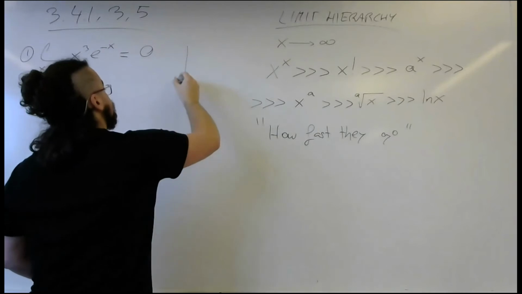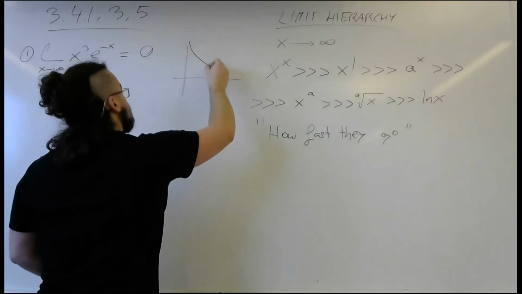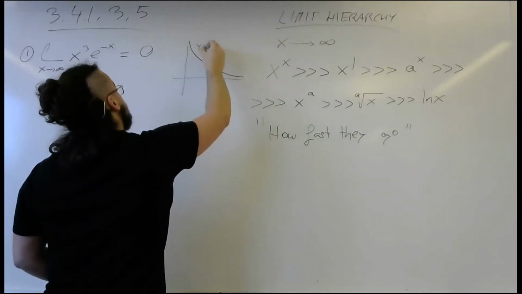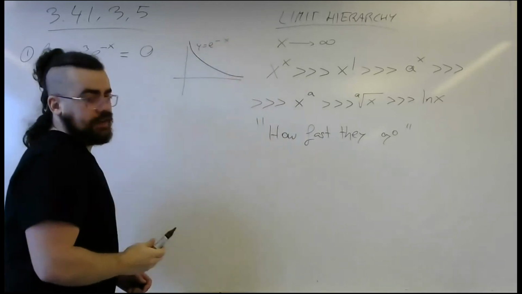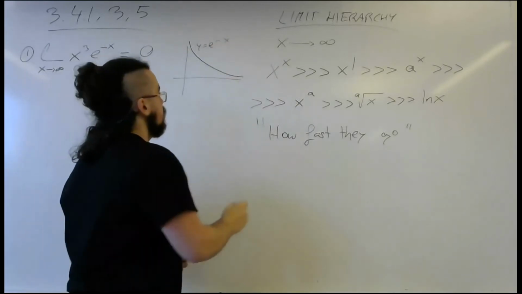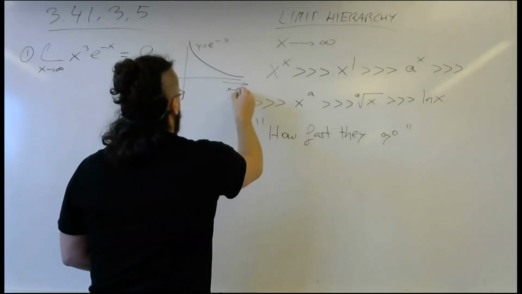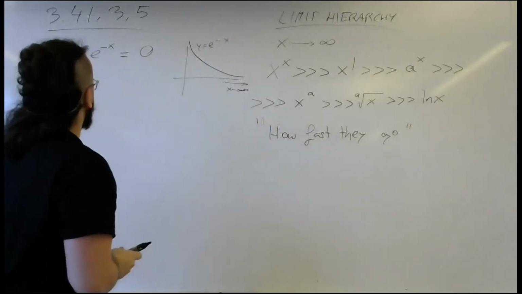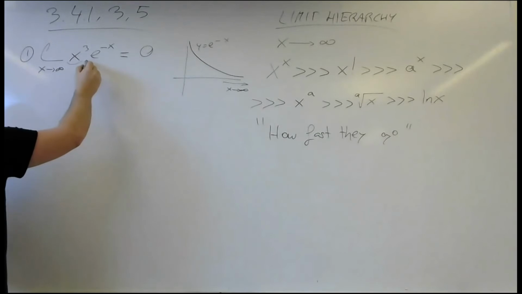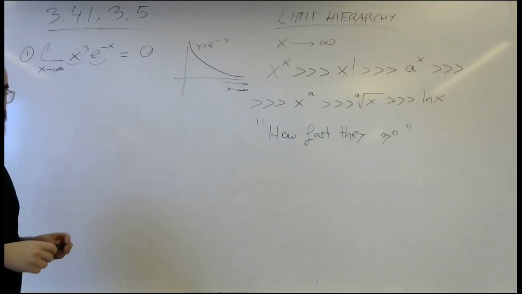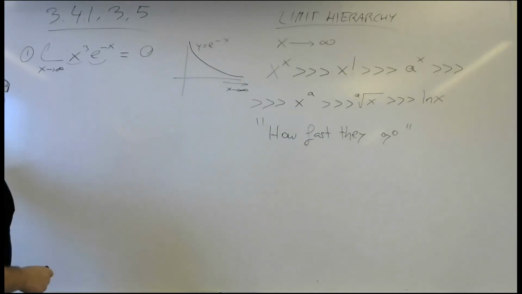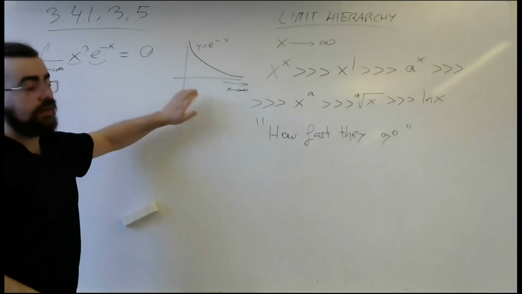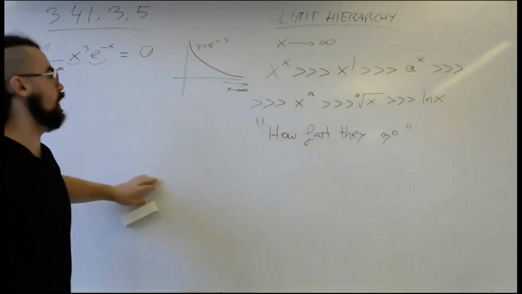If you look at this, the function tends to 0 super fast. So we have a polynomial against an exponential. The polynomial doesn't really have any role to play here because the exponential goes to its limit much faster.